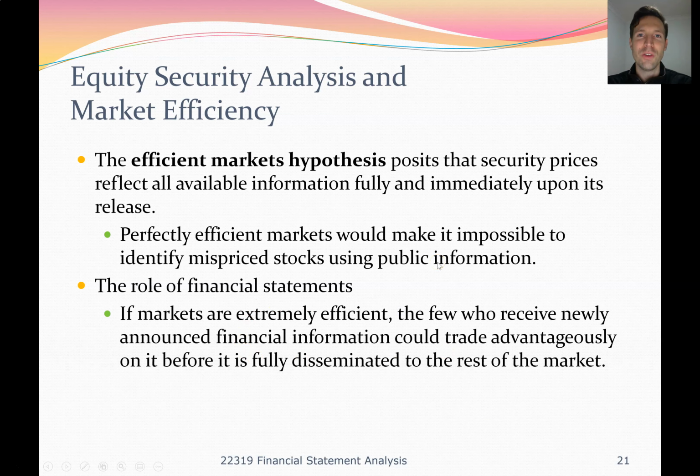So one of the fundamental theories in finance is the efficient market hypothesis. And the efficient market hypothesis predicts that a company's share price in an efficient market reflects all known information about the company. So that means predicting a company's future returns will be nearly impossible because all the known information is already in the current share price. So all available information is fully and immediately implemented into the current share price. It would be impossible in a perfectly efficient market to identify mispriced stocks using just public information.